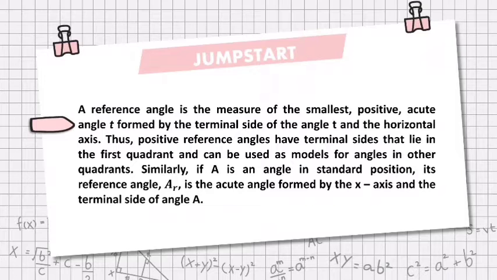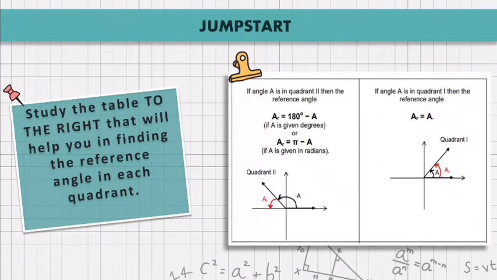Jumpstart. A reference angle is the measure of the smallest positive acute angle t formed by the terminal side of the angle t and the horizontal axis. Thus, positive reference angles have terminal sides that lie in the first quadrant and can be used as models for angles in other quadrants. Similarly, if A is an angle in standard position, its reference angle, A sub r, is the acute angle formed by the x-axis and the terminal side of angle A. Study the table to the right that will help you in finding the reference angle in each quadrant.